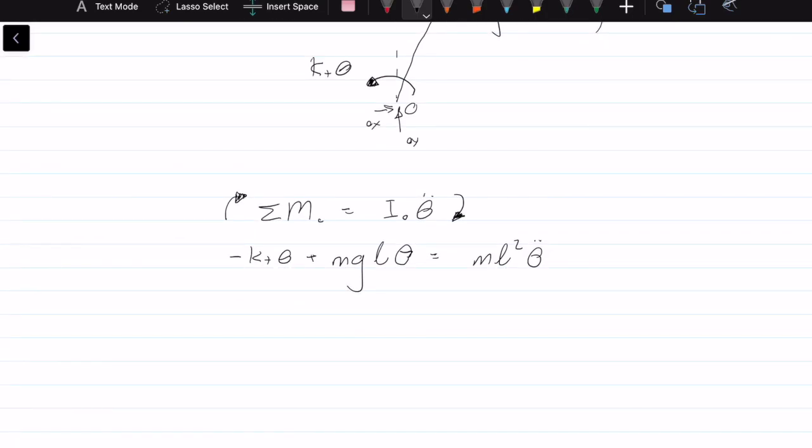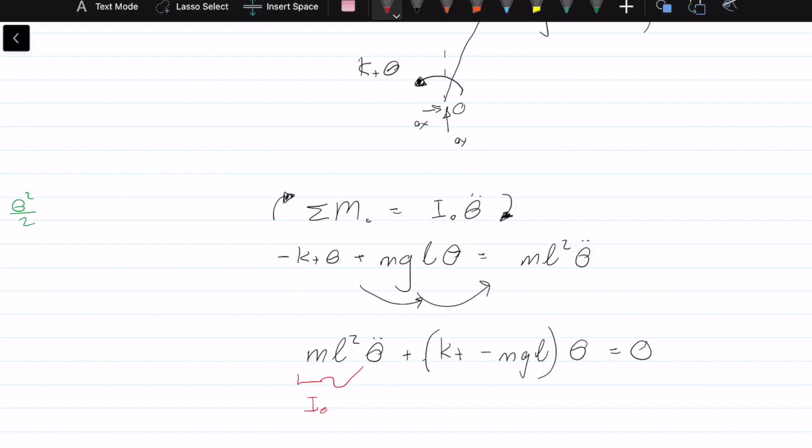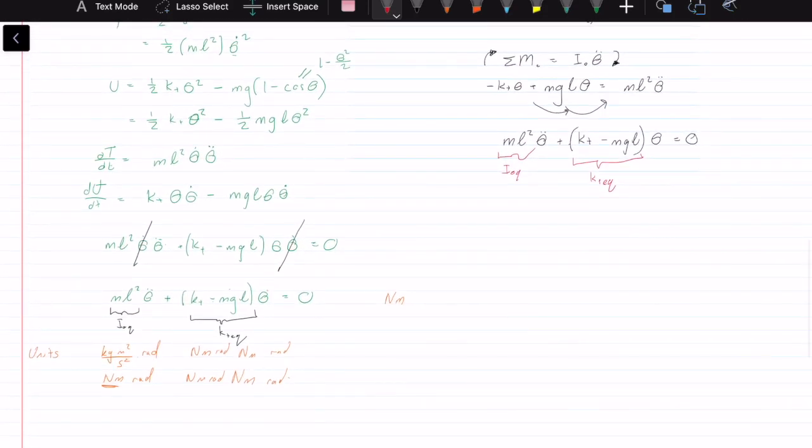Okay, so rearranging this, so I'm going to take all of this that way. Okay, and we're left with m L squared theta double dot plus kt minus mgl theta is equal to 0. Okay, and once again, this is our I equivalent, kt equivalent. Okay, and if we compare our solutions, boom, these same answers.